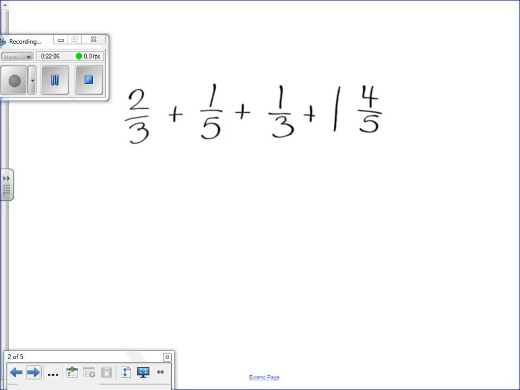So, is there something in this problem that you see that maybe you can do to make your work easier? That whole work smarter, not harder, which I love. Work smarter, not harder. Jamarco, what do you see?